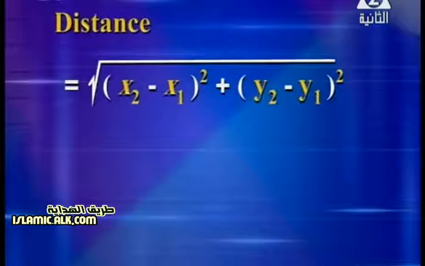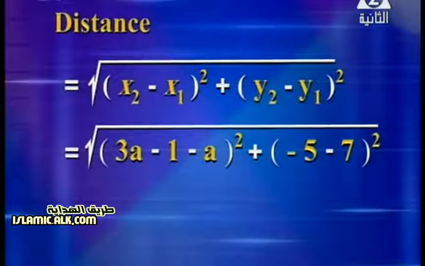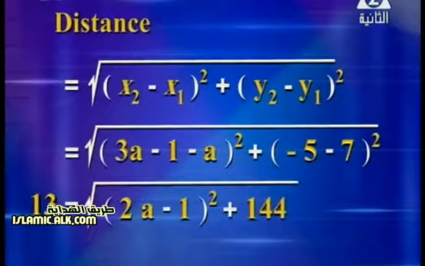How? Distance equals square root of (x2 minus x1) all to the power of 2 plus (y2 minus y1) all to the power of 2. By substituting, you are going to find that square root of (3a minus 1 minus a) all to the power of 2 plus (negative 5 minus 7) all to the power of 2. Then, by substituting, instead of the distance, you are going to write 13 equals square root. What about 3a minus a? It's 2a minus 1 all to the power of 2 plus negative 5 minus 7 means negative 12 all to the power of 2 give 144.